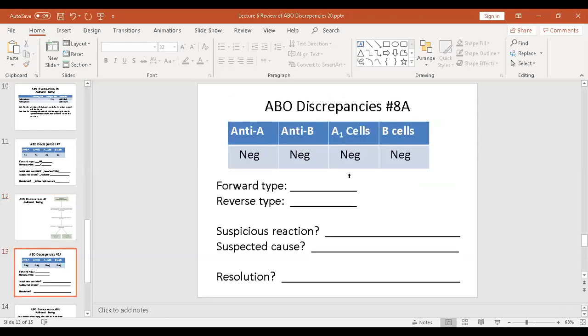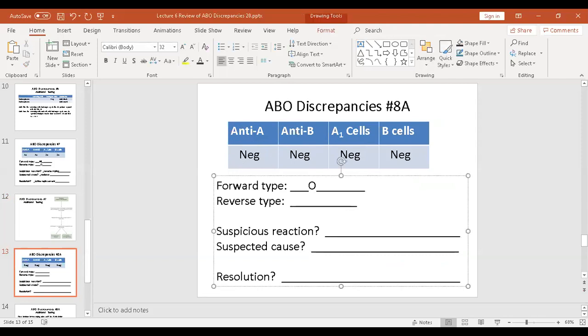Okay, so we're going to move on next to number 8, and I actually have an 8A and an 8B because I thought it would be helpful with this one if I gave you 2 examples. So we're going to look at our forward typing. No reaction with anti-A and no reaction with anti-B. Lacking both antigens, we know it's type O.